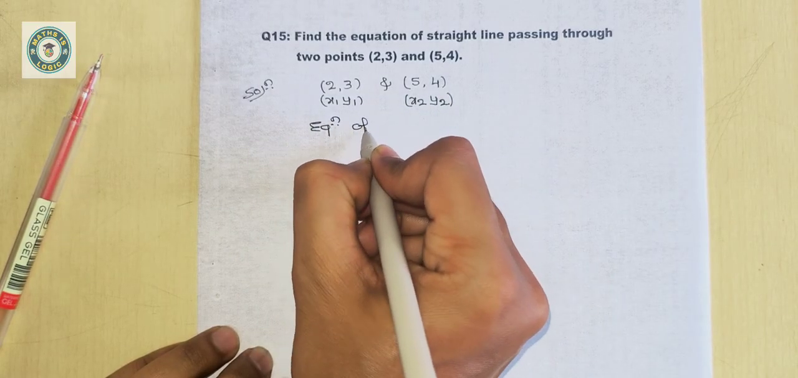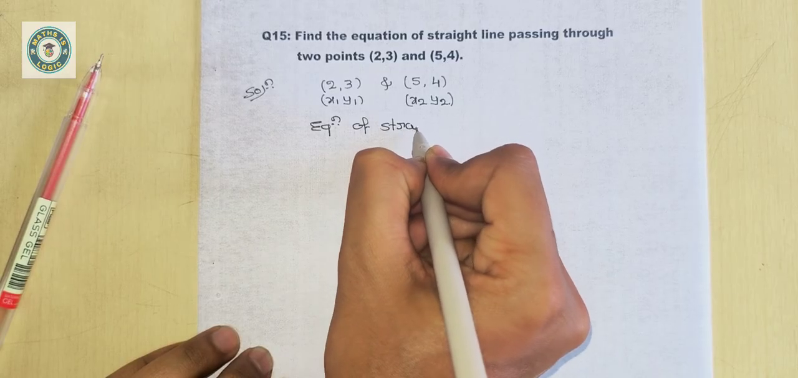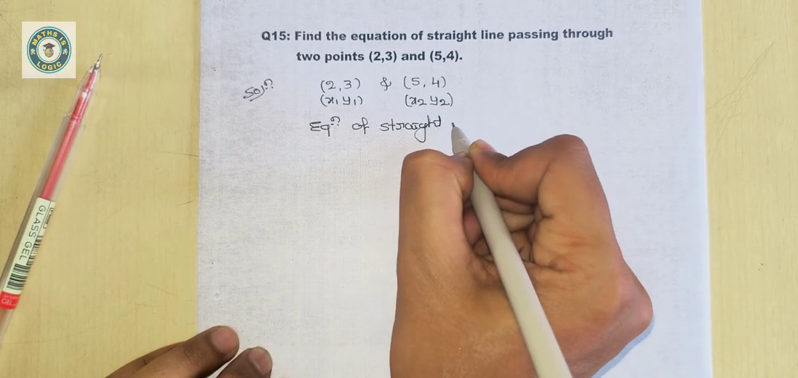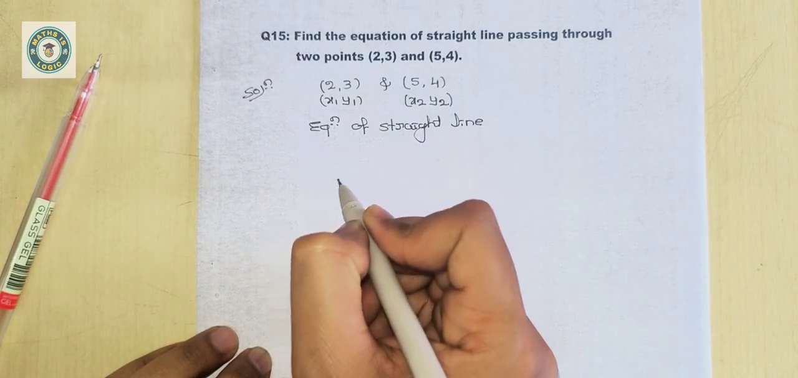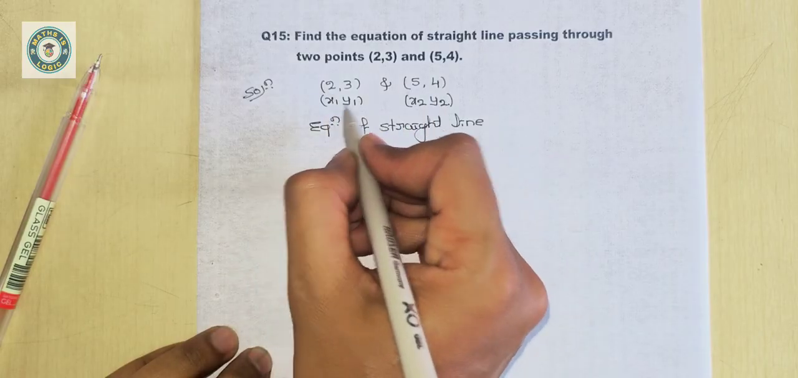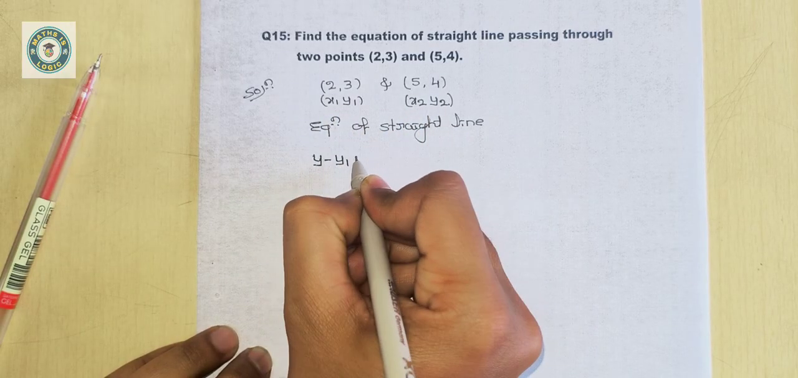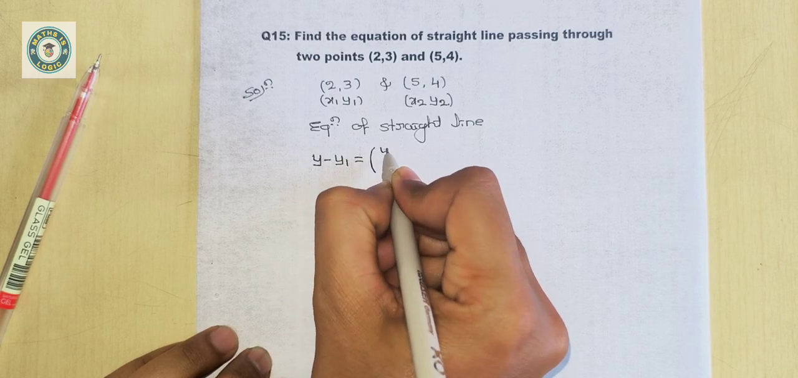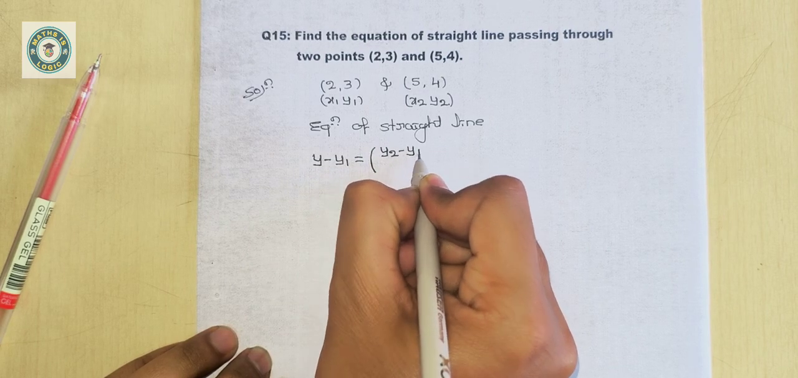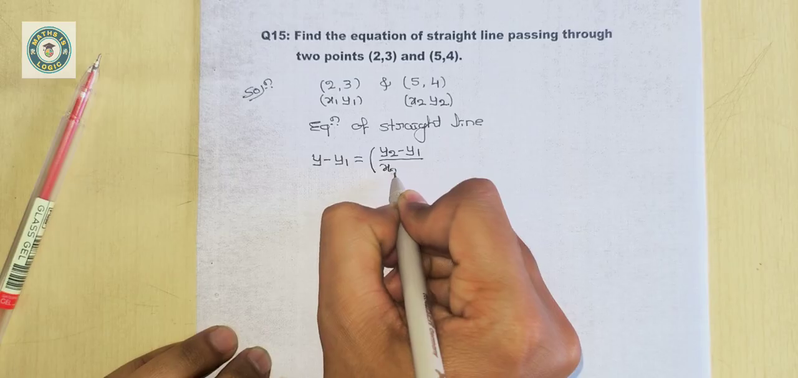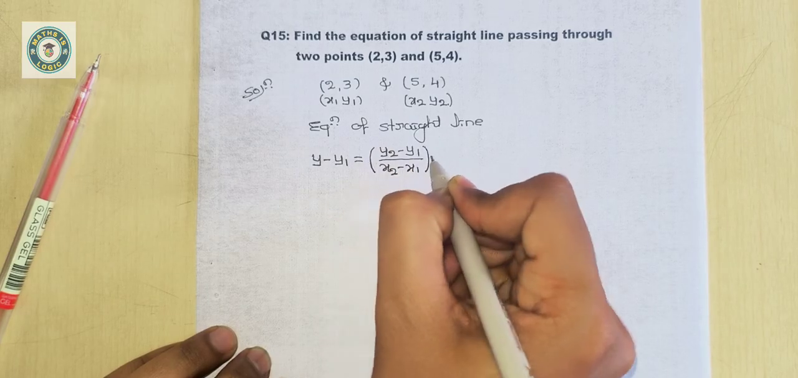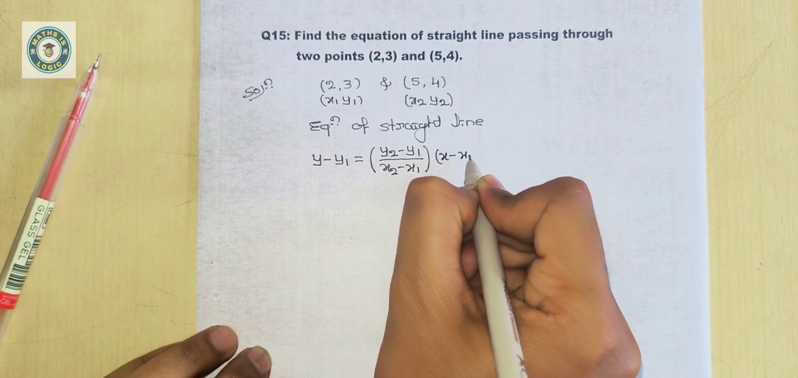Therefore the equation of a straight line formula: whenever 2 points are given, the equation of a straight line formula is y minus y1 equals, in bracket, y2 minus y1 divided by x2 minus x1, into bracket x minus what?